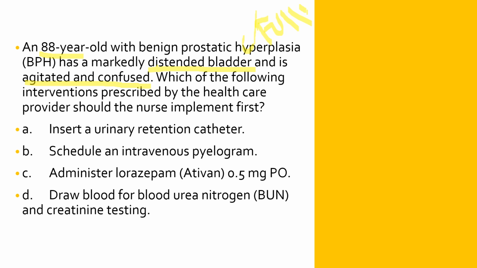What do you guys think is going on? Think about what BPH does. Does BPH allow you to urinate fully? No. They have frequency, they have urgency, they have nocturia, they always have a feeling of fullness. So are we going to insert a urinary catheter? No, this is not correct at this time, right? Do we need to do an intravenous pyelogram? No, this is not necessary at this time.